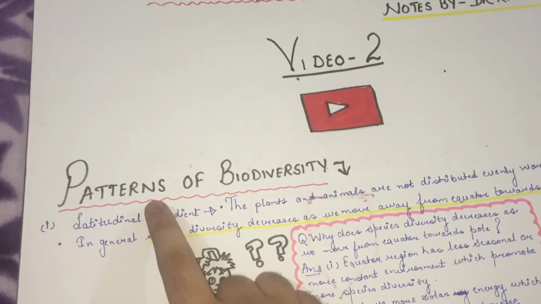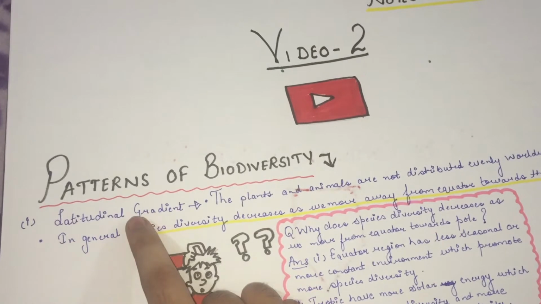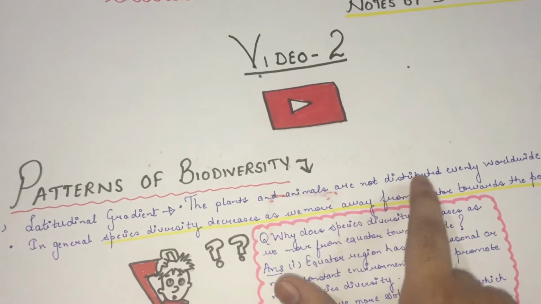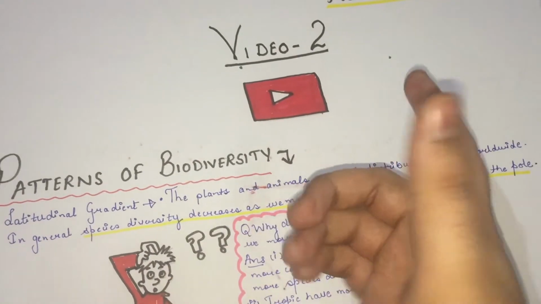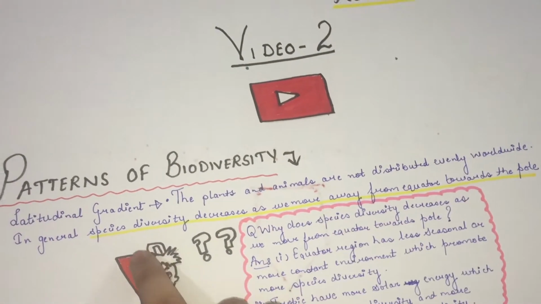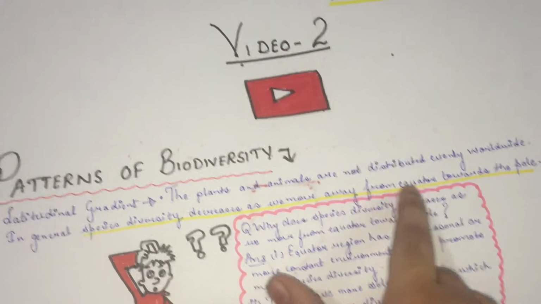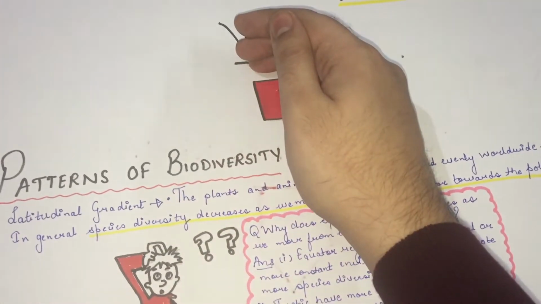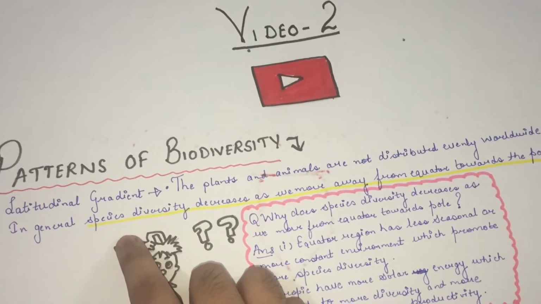First of all, we should know the pattern of biodiversity. It includes number 1, latitudinal gradient. Plants and animals are not distributed evenly worldwide. In general, species diversity decreases as we move from the equator towards the pole. This is a very important sentence.